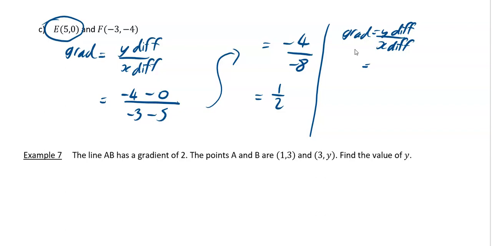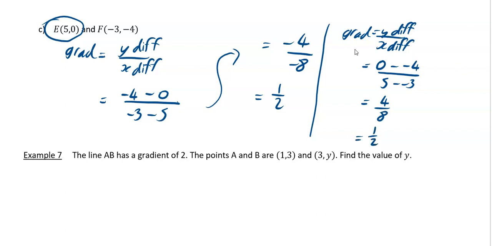So my y value of E is 0. My y value of F is minus 4. My x value of E is 5. My x value of F is minus 3. So it's a wee bit trickier maybe with the double negatives and so on. I have 0 minus minus 4. Minus minus 4 means plus 4. And 5 minus minus 3 is 5 plus 3, which is 8, which then becomes just 1/2.